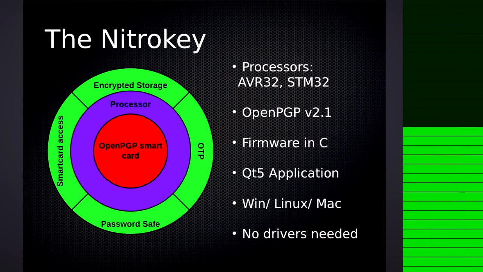The architecture is very simple. We trust the OpenPGP smart card for all our encryption procedures, and all the features around it just use the encryption mechanism inside the smart card. OpenPGP card version 2.1 is a new version, not released yet, so we're working and developing on that. The firmware is written in C. You can use the device without drivers, you only need the application shipped with the device, and it's compatible with the most usual operating systems.